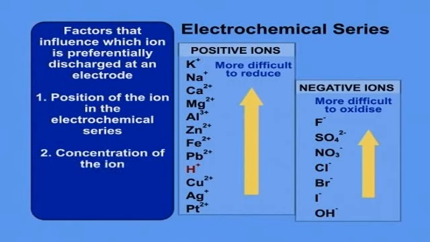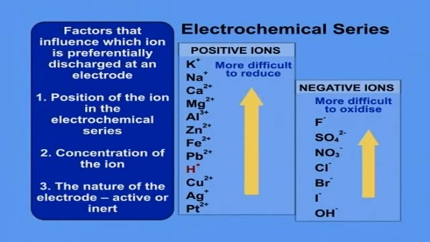2. The concentration of the ion. The greater the concentration of the ion, the more likely it is to be discharged. This applies especially to ions relatively close together in the electrochemical series, such as the halide ions, chloride, bromide, and iodide. 3. The nature of the electrode.